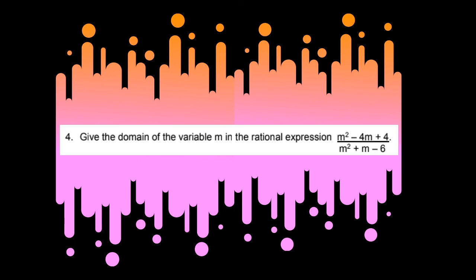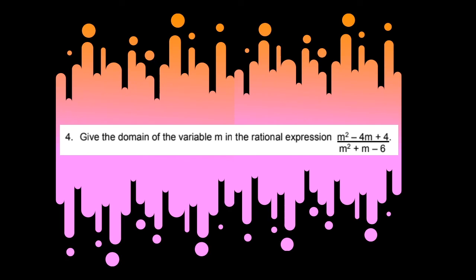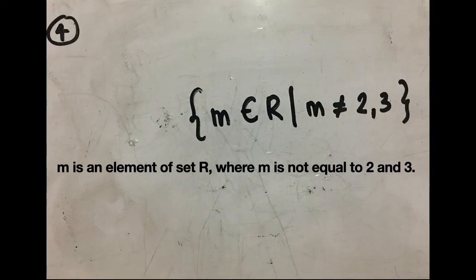Example number 4. Give the domain of the variable m in the rational expression m squared minus 4m plus 4 over m squared plus m minus 6. This is the same rational expression as number 3. From there, we have m equals 2 and m equals negative 3. So all you have to do is write it this way: m is an element of set R, where m is not equal to 2 and negative 3.